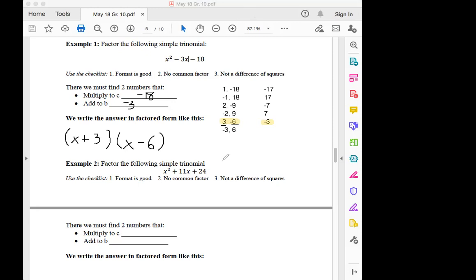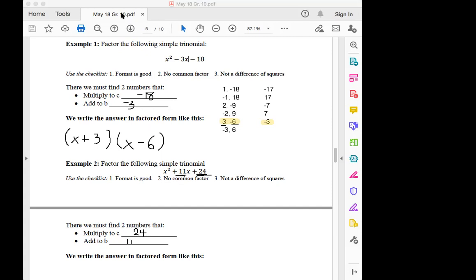So we're going to look at example 2. So we have our equation here, trinomials. We have x squared plus 11x plus 24. So the format is good. There's no common factor, and it's not a difference of squares. So we're good. So now we have to find two numbers that multiply to C. So C is our last number here, so 24. And that add to B. So B is this number, so 11.